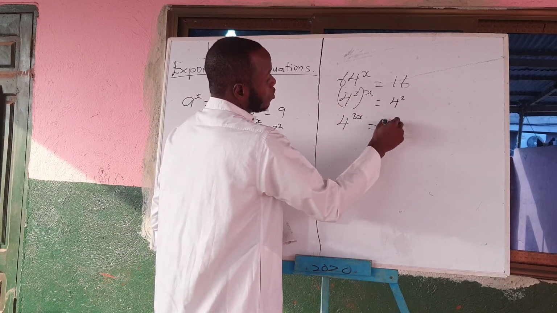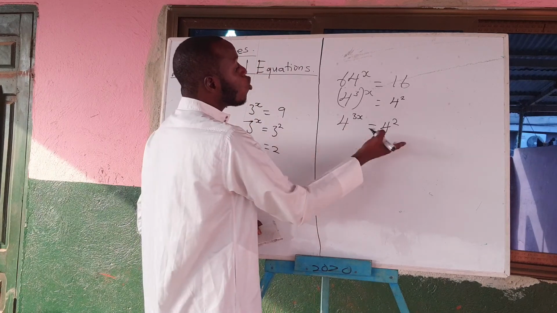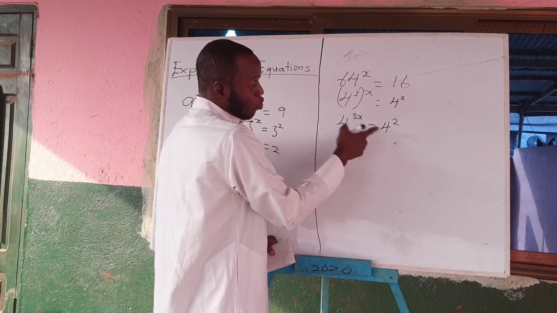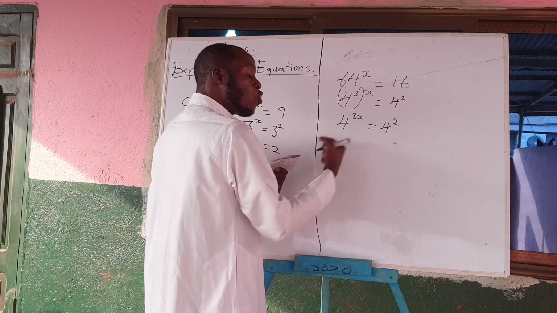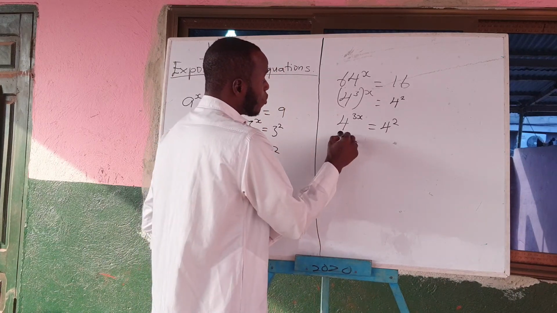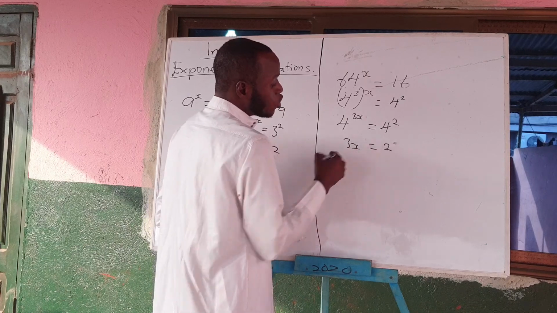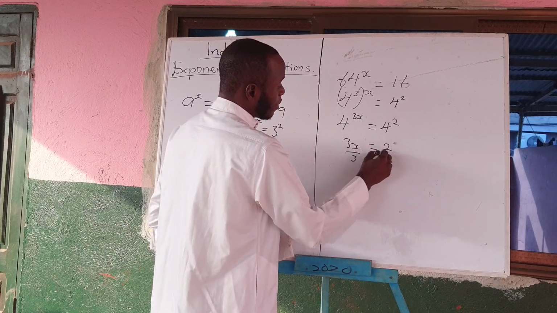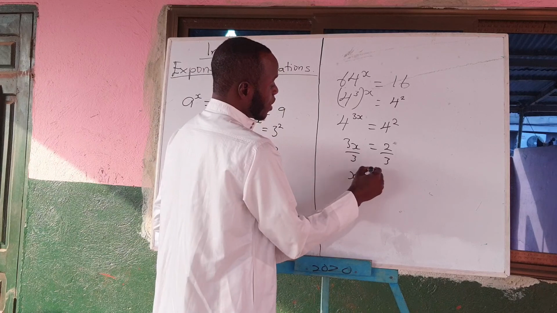So we have the power 2. This one you could go further and then bring this one down, but since you would have the same answer either way, you leave it like that. So you have 3x equating to 2. When you divide both sides by 3, you have x equal to what?